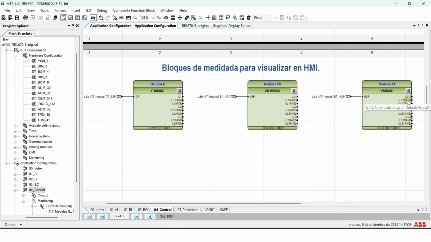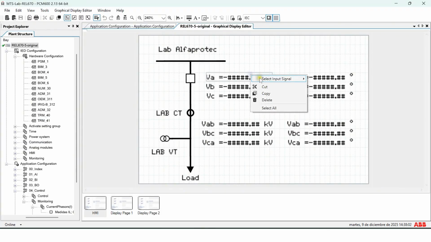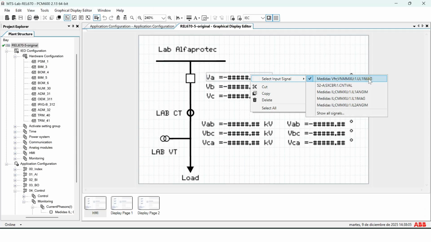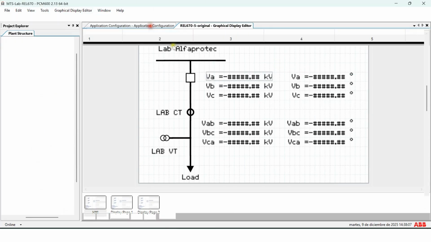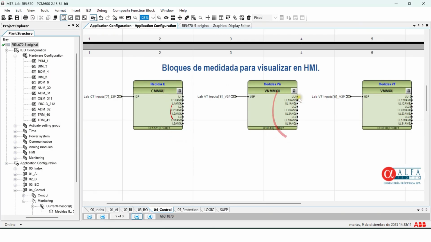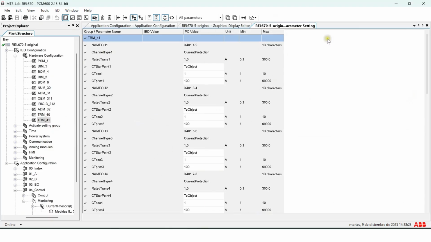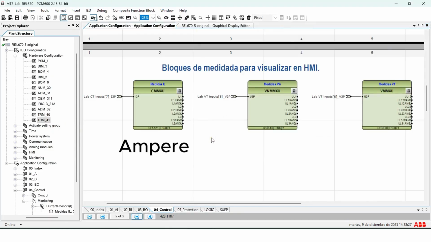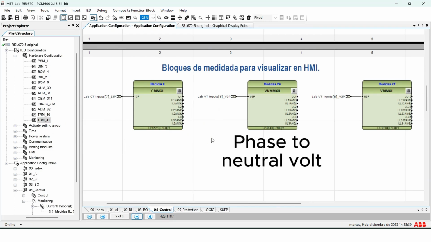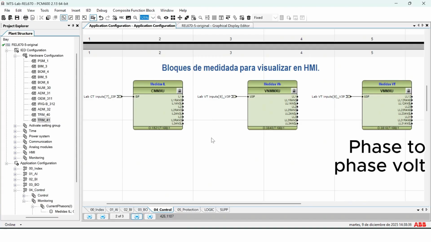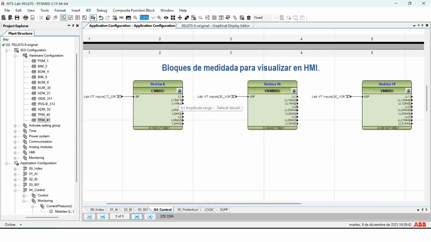These outputs are available directly by selecting the block on the local HMI or by viewing its data model in the IEC 61850 protocol. Therefore, it is not necessary to add internal variables or connect them to another block. The magnitudes are calculated directly from the transformation ratios configured in the hardware TRM modules and are delivered as amperes for CMMXU, phase to neutral volts for VNMMXU, phase to phase volts for VMMXU. It is important to note that the angles delivered by each block are expressed in radians.